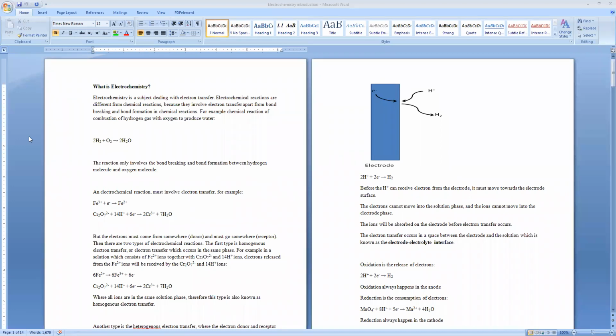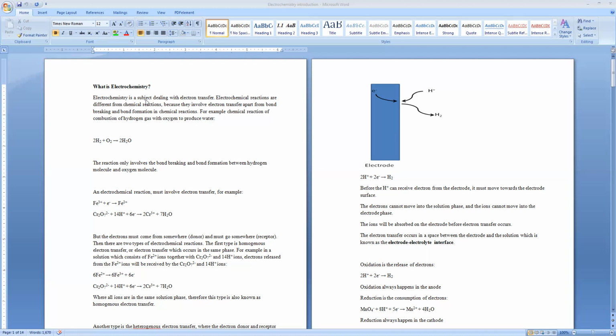Okay, so going on. What is electrochemistry? Electrochemistry is basically the subject dealing with electron transfer. Whenever you have electron transfer, then you have the subject of electrochemistry coming into mind. Electrochemical reactions are different from chemical reactions because they involve electron transfer apart from the bond breaking and bond formation of a chemical reaction.